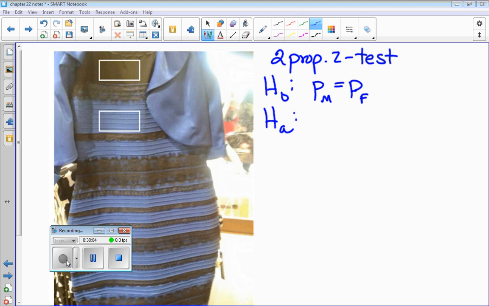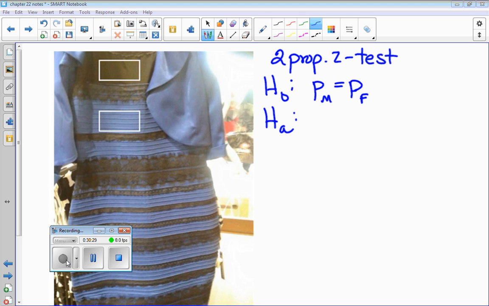Now, I find it interesting because in my family, we have 2 girls and 3 boys. And my 3 boys all saw it blue and black, and my 2 girls saw it white and gold. So actually, that's the whole reason I came up with this idea to do this problem, because I really thought gender had an influence. But I see so many girls over here, so I don't know if I believe that. But can you think of it?